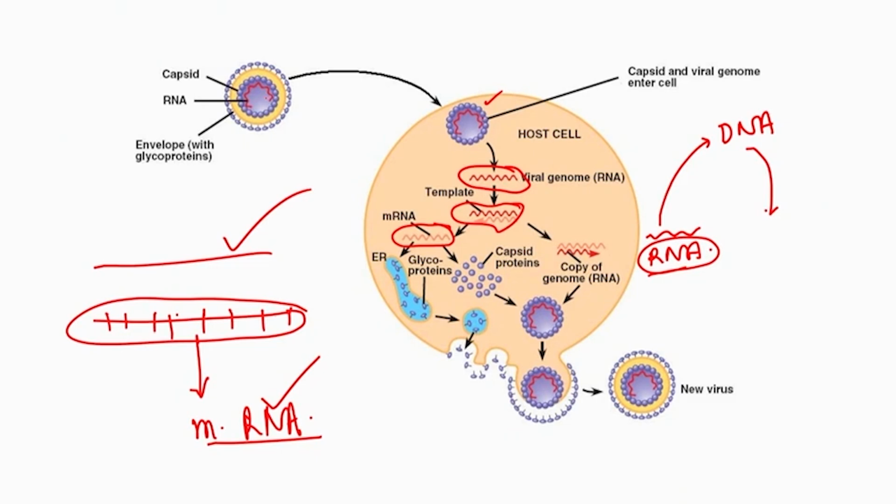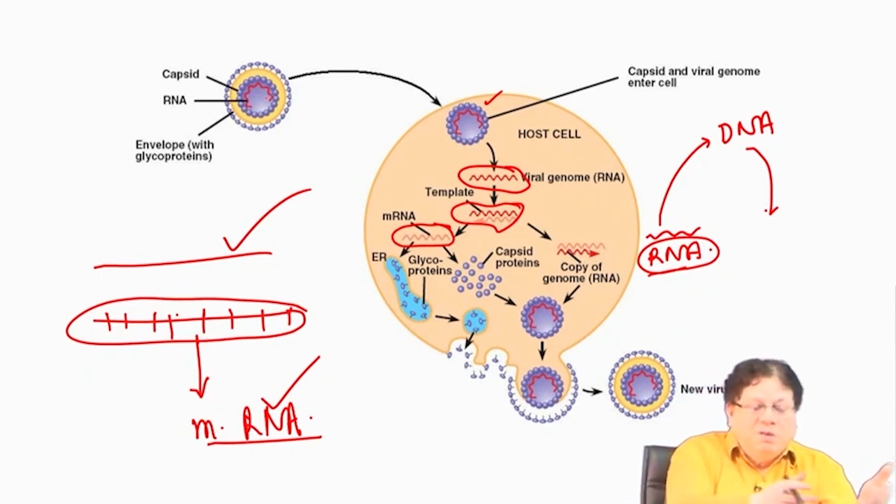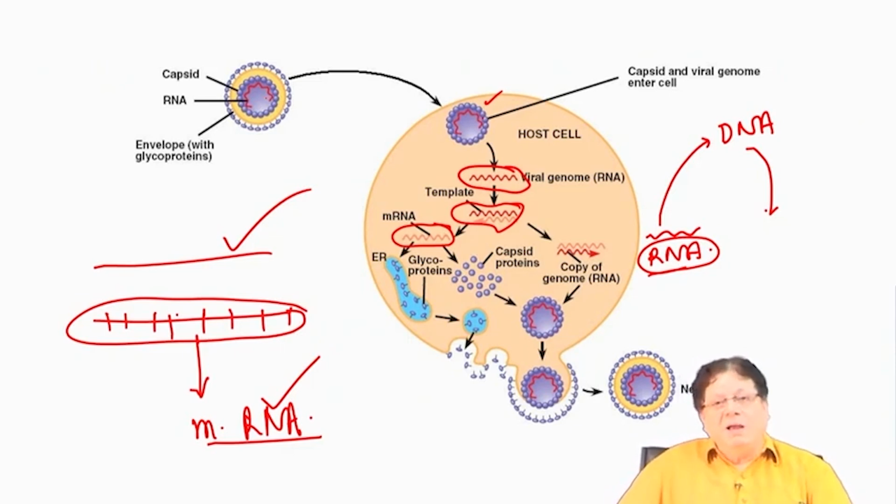If you remember, the strand which does not act as a template is called the coding strand, also called the sense strand, also called the positive strand. The negative strand is the non coding strand, also called the template strand. So, depending on what type of RNA is present, positive strand or negative strand, that will decide what type of life cycle the virus will have.